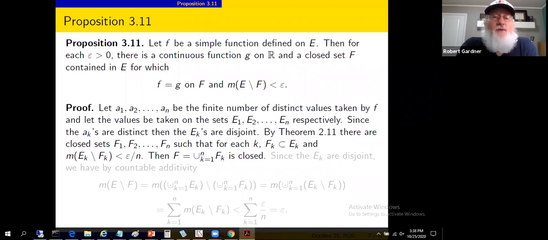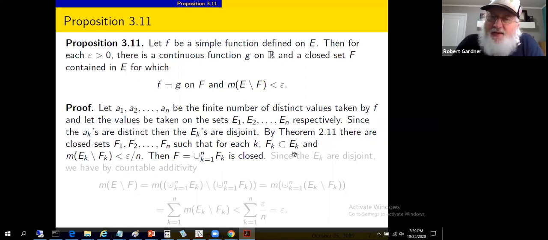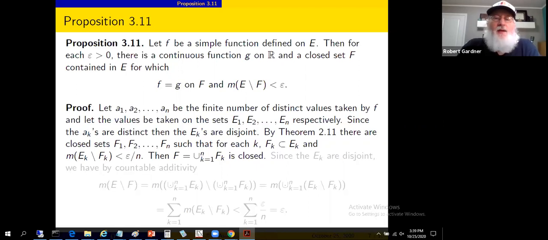Okay, we're looking for a closed set, capital F. Well, we were just looking at Theorem 211 that told us if you've got a measurable set, we can approximate it inside with a closed set in a certain sense. So let's take each of these E1 through E sub n's and find a closed subset, F sub k of E sub k, k equals 1 to n, such that the measure of E sub k set minus closed set F sub k is less than epsilon over n. So I'm taking a little subset F sub k of each of the E sub k's. Remember the E sub k's are disjoint. These F sub k's being subsets of the E sub k's correspondingly, they'll be disjoint as well. So define capital F to be the union of the F sub k's.